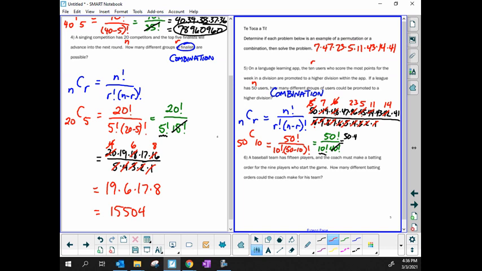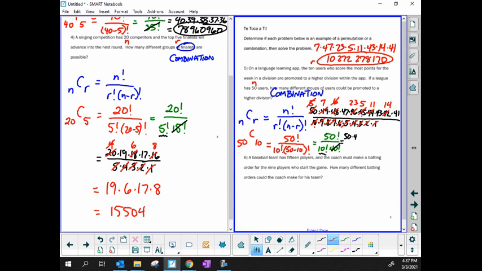It's going to be a big number. 7 times 47 times 23 times 5 times 11 times 43 times 14 times 41 equals 10,272,278,170. So there are over 10 billion different groups of 10 users out of that group of 50 that could move up to the next round. That is an enormous number.